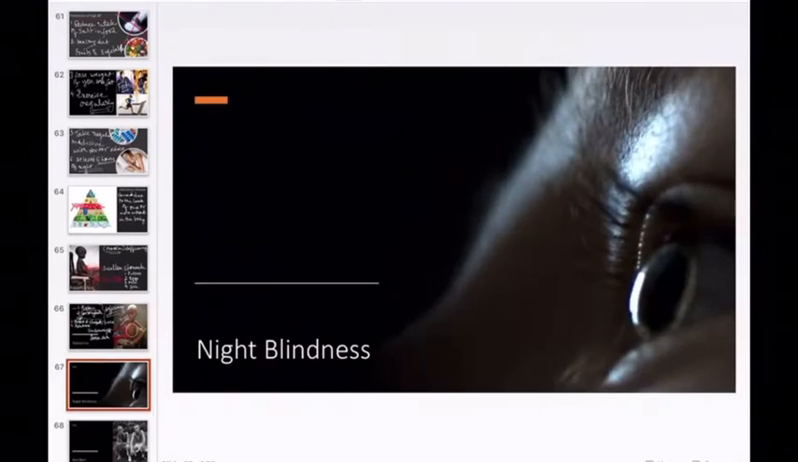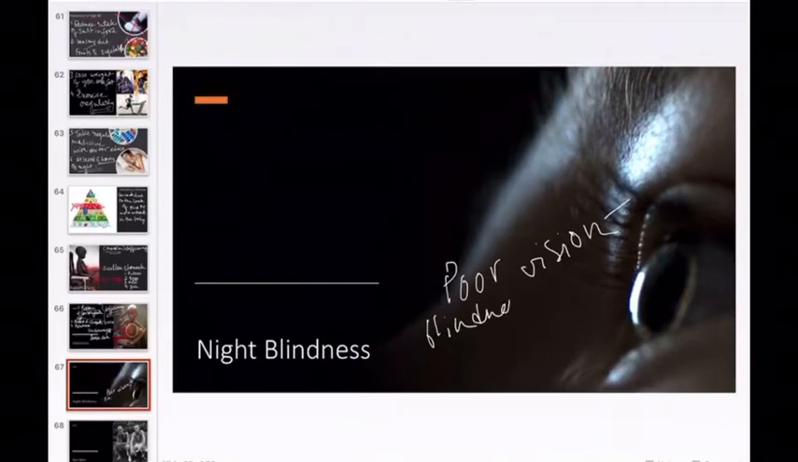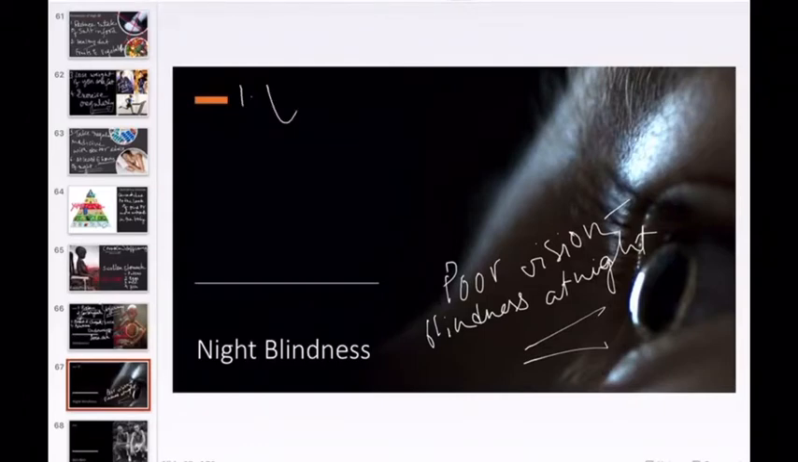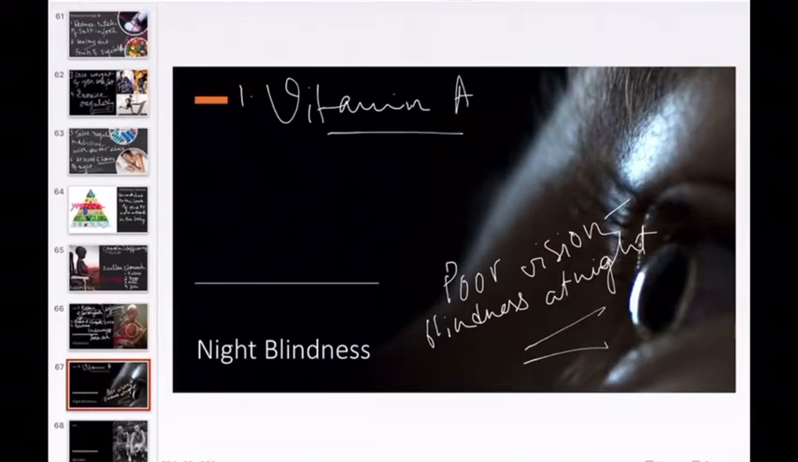Next, night blindness. What is the symptom? At night, the person will not have proper vision. Okay? Poor vision. Symptom is poor vision or even complete blindness. Sometimes complete blindness at night. Once the sun sets, these people are unable to see properly. And this is due to vitamin A.